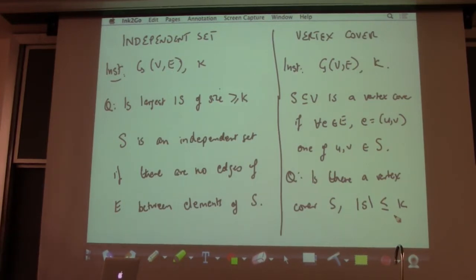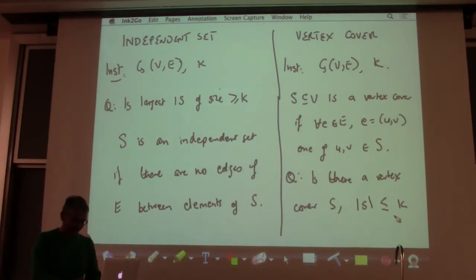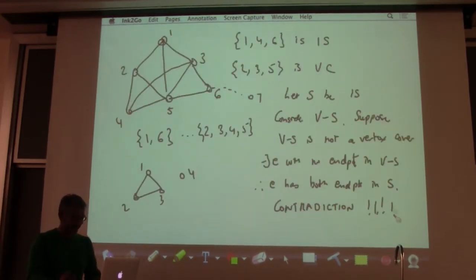If the largest independent set has size less than k, the vertex cover is going to be bigger. The minimum vertex cover is going to be more than n minus k. So here's our reduction. I told you it was going to be easy.